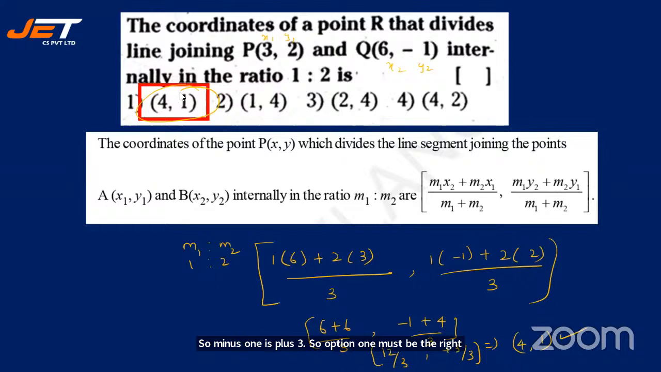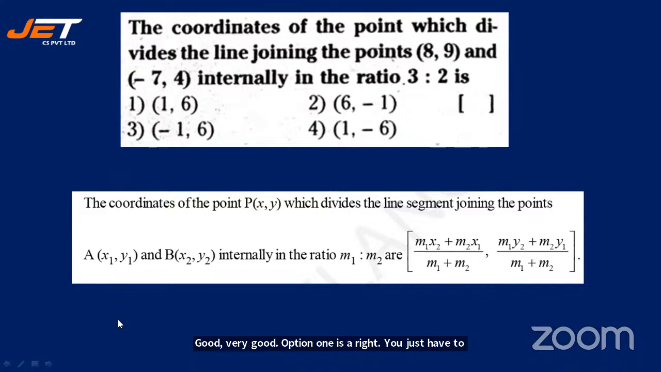Let's check. Yes. Perfect. How many are giving me option 1? Yes. Before I work out, many students have given me the answer. Good, good, very good. Option 1 is the right answer. You just have to use this formula and then give the answer. All right. Let's move on to the next question.